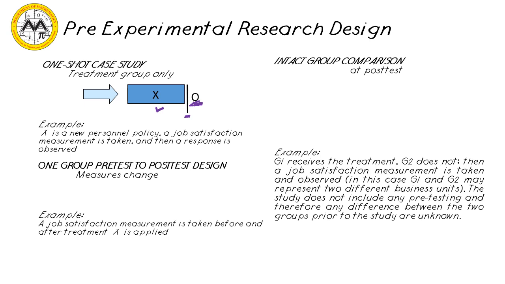The second one is the one group pre-test and post-test design. So what you do is to perform observation at the start. You apply the treatment and then you observe what happens. So an example is a job satisfaction measurement is taken before and after the treatment X is applied.